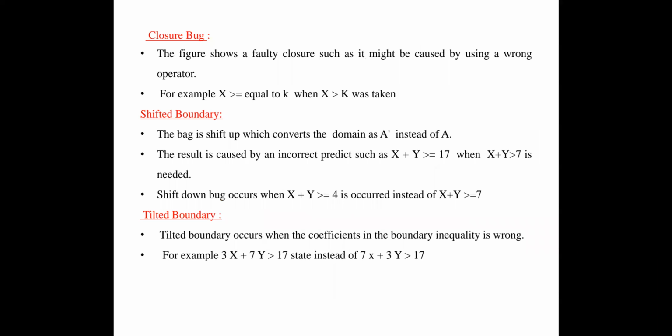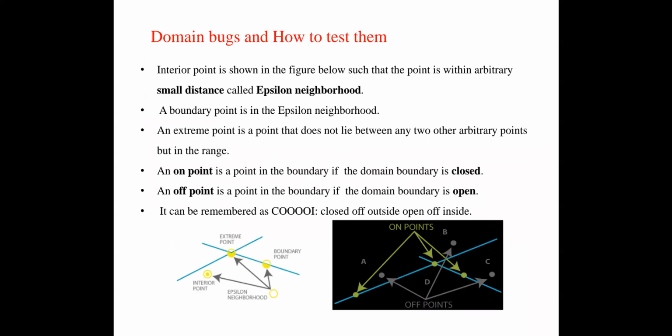So we will first see the meaning of each bug: what is meant by closure bug, shift bug, tilted bug, and all these bugs. The meanings that I am explaining now will be the same for all cases, what you have seen in one dimension and in two dimensions. What is meant by closure bug?